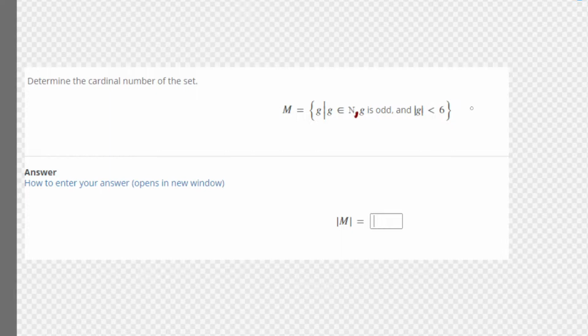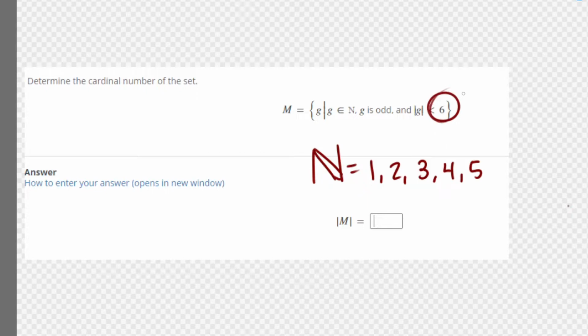So for this one, we know that we have our natural numbers. One moment. So here are the natural numbers, 1, 2, 3, 4, 5, that is less than 6. Natural numbers do not start at 0. We know that it's odd, so we can get rid of our even numbers, 2 and 4. So we have 1, 3, and 5, so our cardinal number is going to be 3.